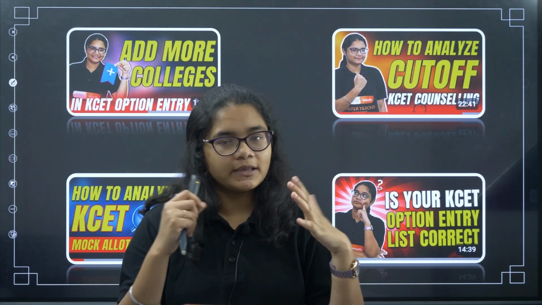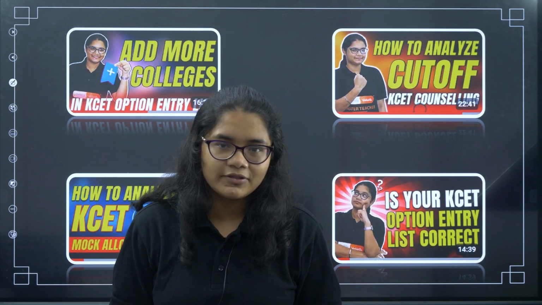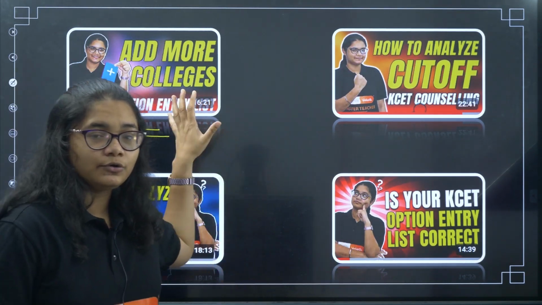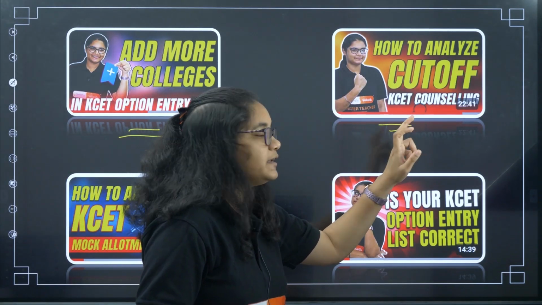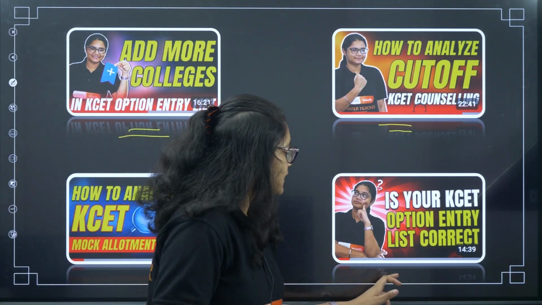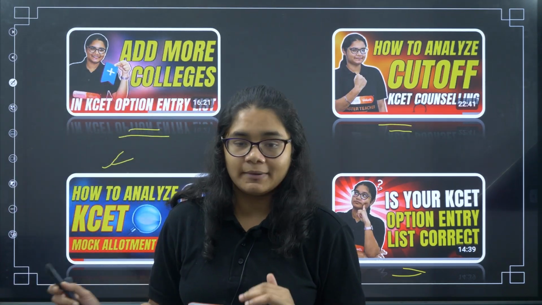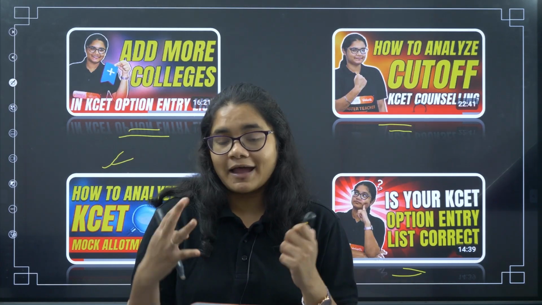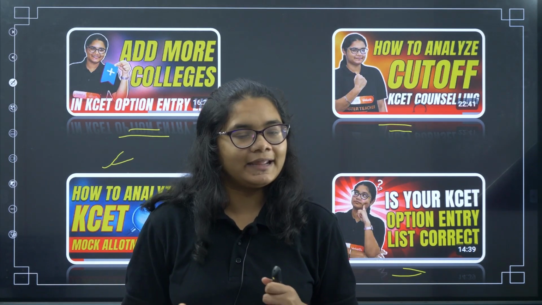To help you with this, we are making many videos on different topics, thinking about what doubts students might have. We have made videos on what the do's and don'ts are if you are thinking of adding colleges, where you should add and where you should not add colleges, how to analyze last year's cutoff and make the option entry, how to use the data. We have also made videos on how to correct your option entry, and how to analyze your mock allotment results. So we have already made many videos on this. And if you find any other difficulties or have other questions, please comment down, we will definitely take it up in our next video.